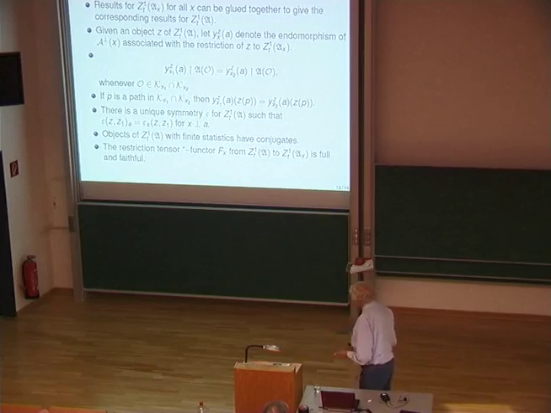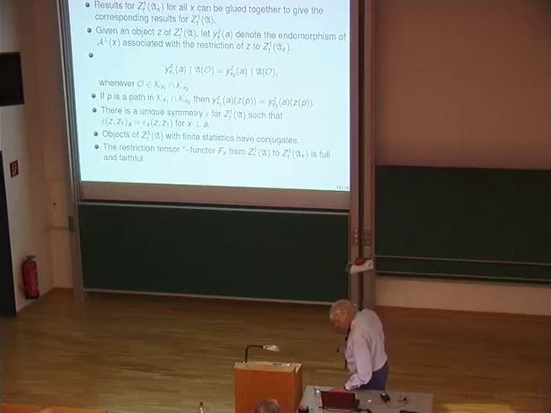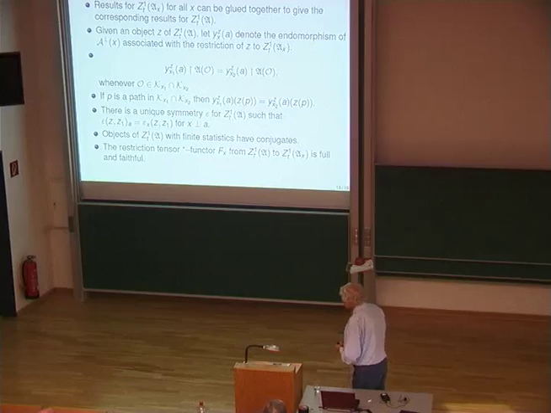And there is, of course, an obvious question. You would like to know how the superselection structure on the manifold M is related to the superselection structure on the manifold M of X when you've removed a point. And there is a very interesting result there: that there is a restriction tensor functor F of X between the two C star categories, and this is full and faithful. So what does this mean?